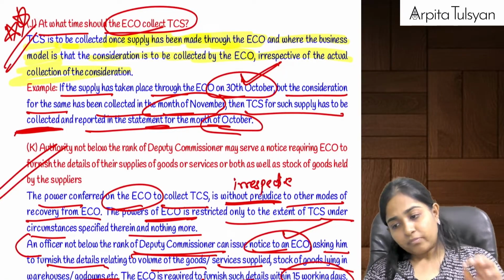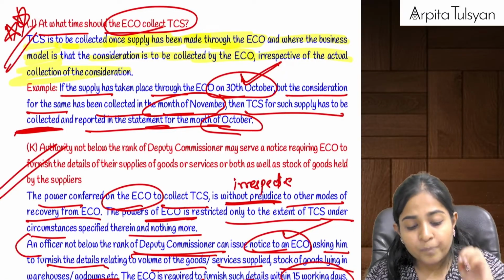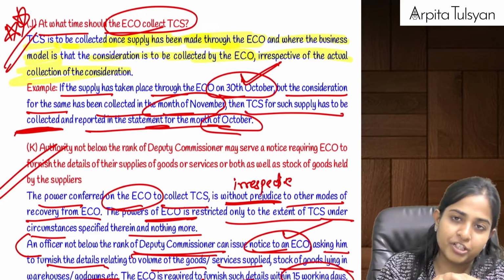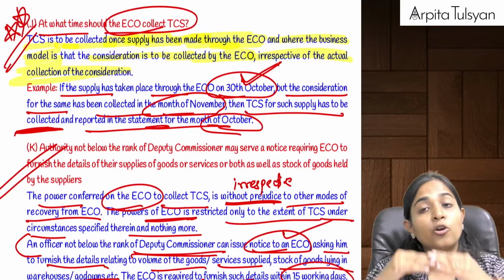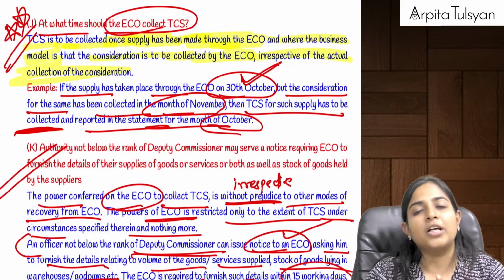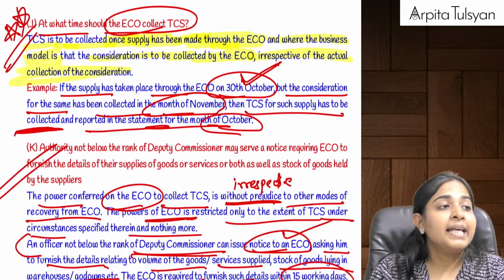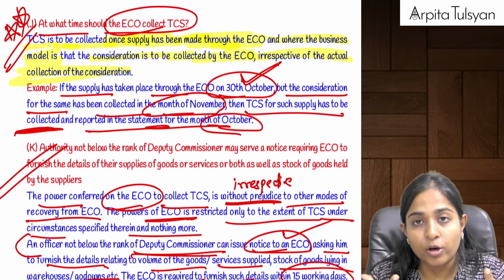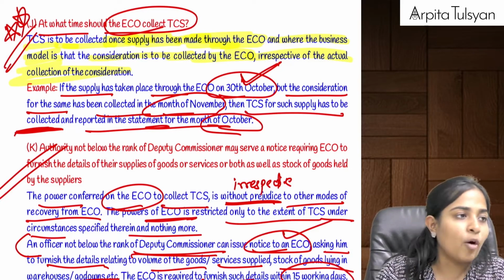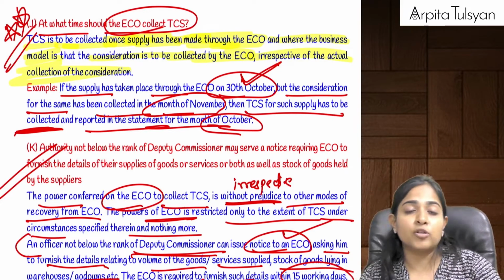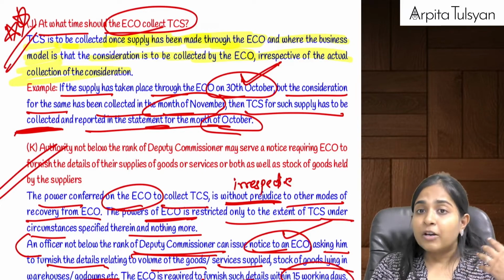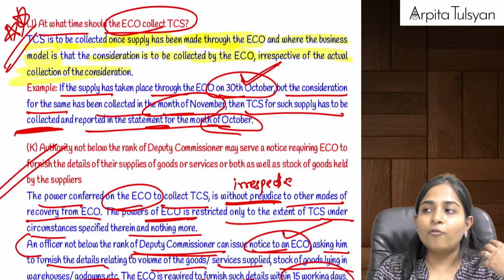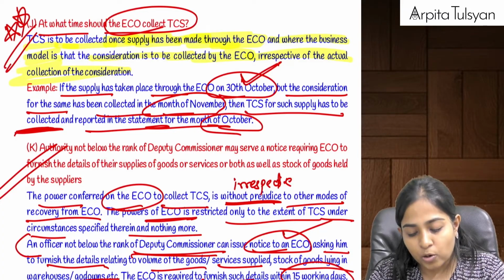Okay, then there is a power which has been given to an authority who is at least of the rank of deputy commissioner of GST. Any officer not below the rank of deputy commissioner can issue a notice to the e-commerce operator, and can ask the e-commerce operator to submit a report with the information about what amount of goods or services was provided through you, or what is the value of stock kept in your warehouse, etc.